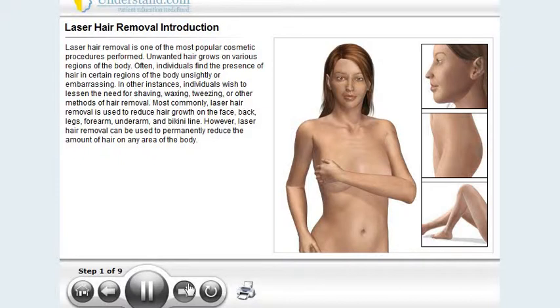Most commonly, laser hair removal is used to reduce hair growth on the face, back, legs, forearm, underarm, and bikini line. However, laser hair removal can be used to permanently reduce the amount of hair on any area of the body.